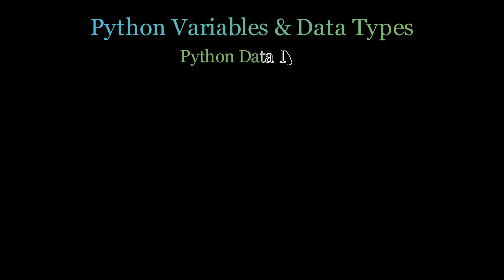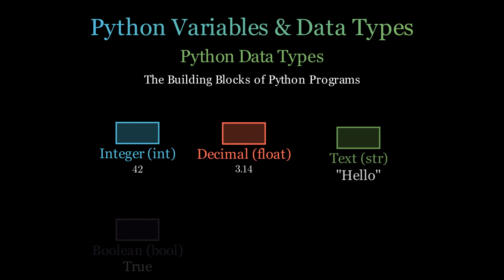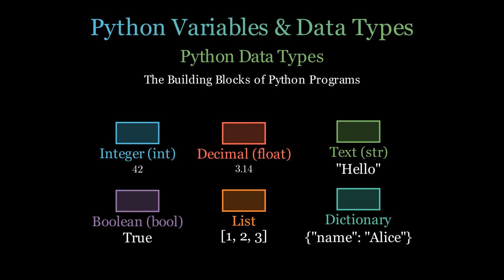Now let's explore the different types of data that Python can work with. These data types are the fundamental building blocks of all Python programs. Each type serves a specific purpose and has different characteristics. Understanding these types is crucial because they determine what operations you can perform on your data and how Python stores it in memory. Let's examine Python's main data types in detail.